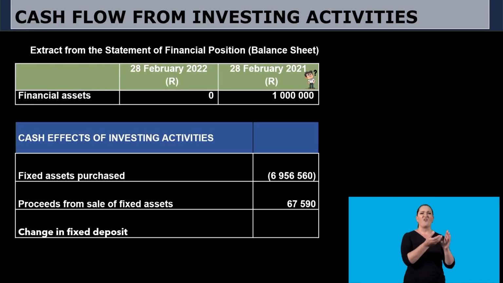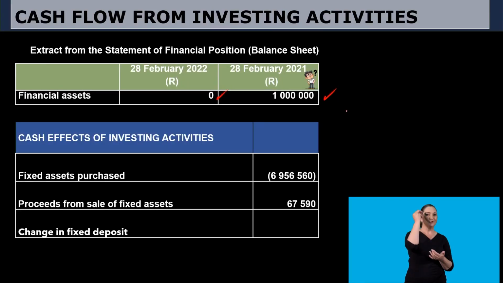I have an activity that we're going to do together. Let's begin. It's an extract from the statement of financial position. You can see here, we began with 1 million of the financial assets, the fixed deposit. The question is, if I now have no amount at all, it's now zero, what has happened? It simply means that the investment has matured and therefore that money has now been deposited into the business bank account. So it is no longer an investment there, it is now cash in the business bank account.